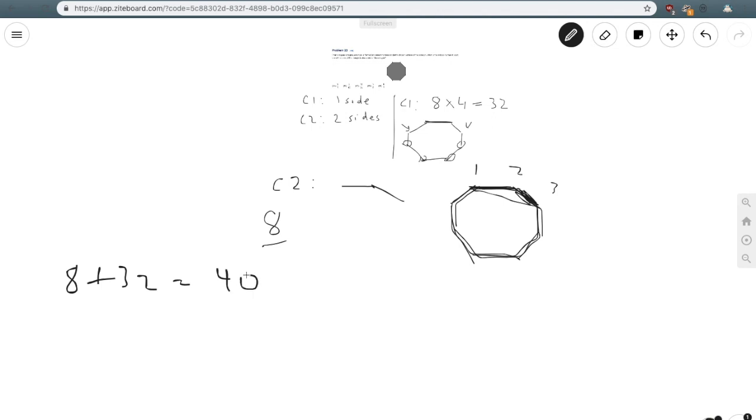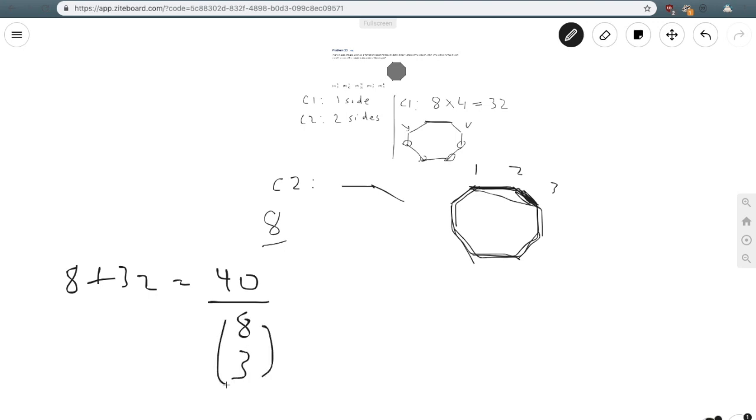Now the question asks for a probability. And probability, as we know, is the desired outcomes that we want divided by the total possible number of outcomes. 40 is the desired outcome we want. But the question is, what is the total number of possible outcomes? Well, the total number of possible outcomes in the denominator is 8 choose 3.